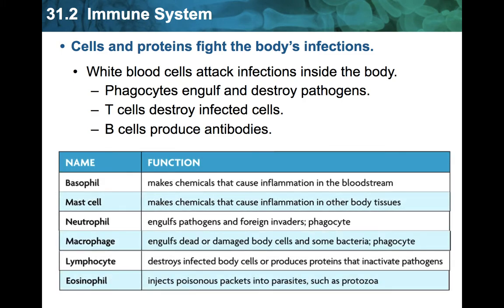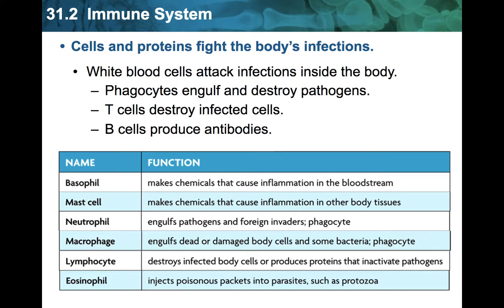Cells and proteins fight the body's infections. White blood cells attack infections inside the body. Phagocytes engulf and destroy the pathogens. T cells destroy infected cells, and B cells produce antibodies. The T cells are called T cells because they are made by the thymus gland, and the B cells are called B cells because they're made by bone marrow, so they just call them T cells and B cells for short in case you're wondering why.